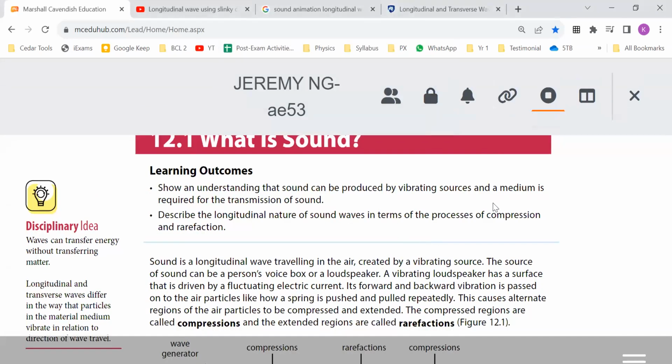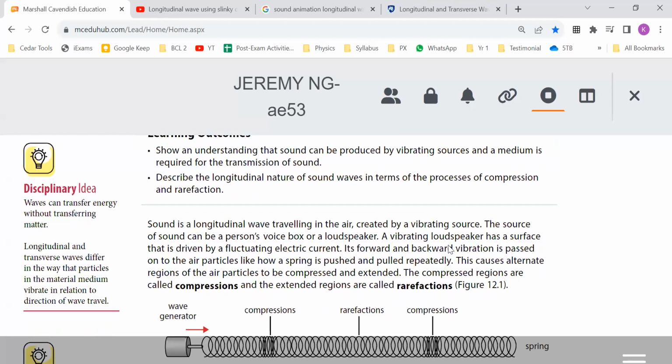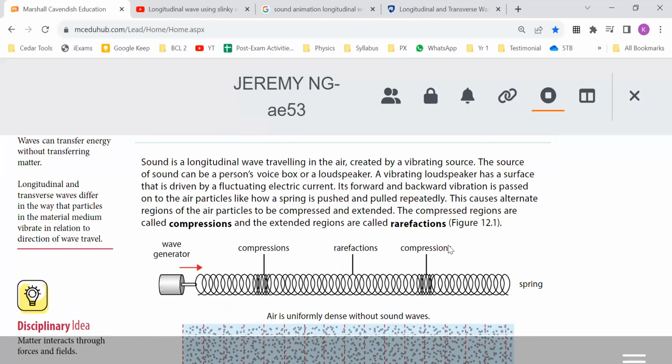Okay. So anyway, what is sound? Sound is a longitudinal wave that can travel in air, created by a vibrating source. For all intents and purposes, sound can also travel in liquids and solids. In fact, it travels faster. We'll discuss a little bit more about that later. So you can look at what the textbook is saying.